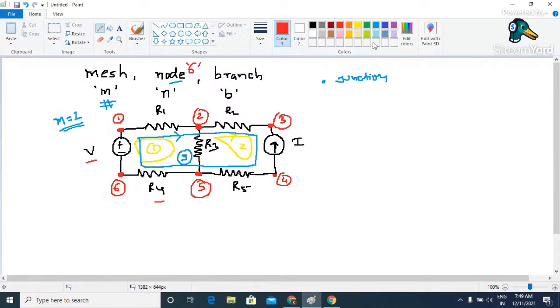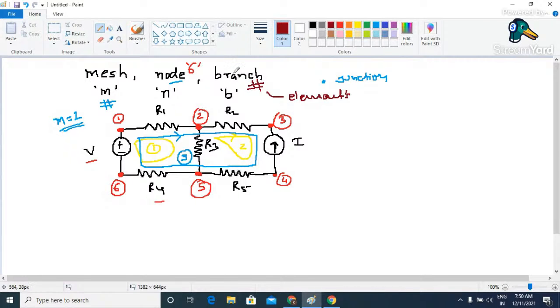Now let us try to identify or discuss what is the meaning of this branch. Branches are nothing but simply the elements which are available in the circuits. जितने भी elements आपके circuits में available रहेंगे, those you can treat as branch. Now in this particular structure, let us try to find out how many number of elements are there.